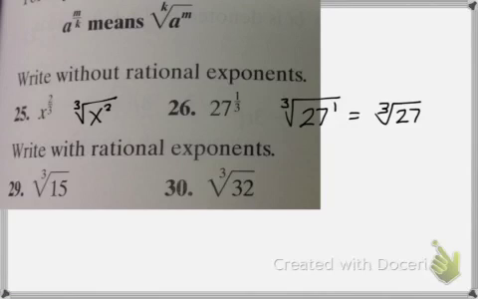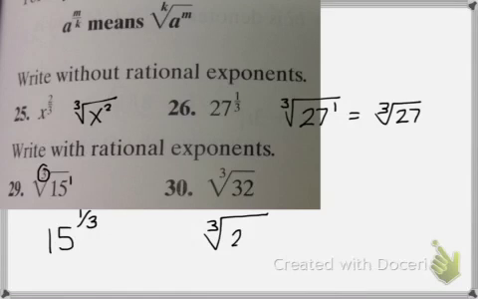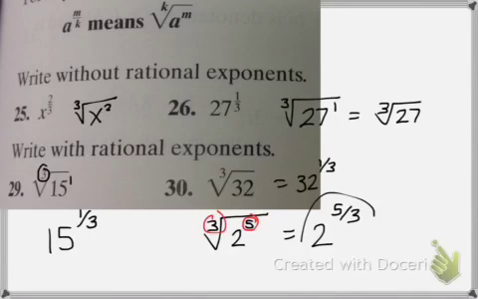If you're wanting to write it with rational exponents, start with your base, and here's the inside, here's the outside, so it's to the 1/3. And for number 30, another way you could do number 30 is I want you to think of 32 as 2 to the 5th power. Let's just think of it like that. So we can do inside out 2 to the 5/3. That's just a different way of writing it. If you wanted to do 32 to the 1/3, that is not incorrect. I just want to show you a different way.